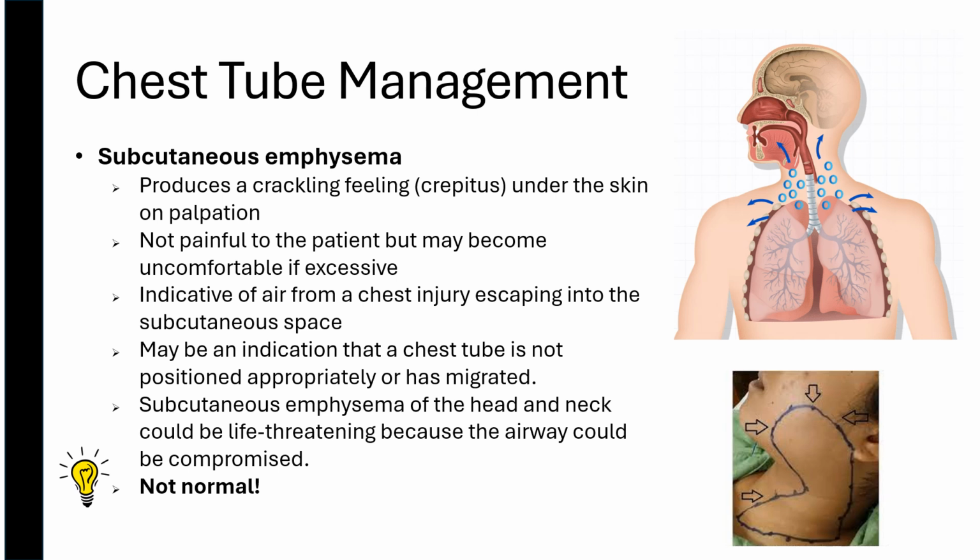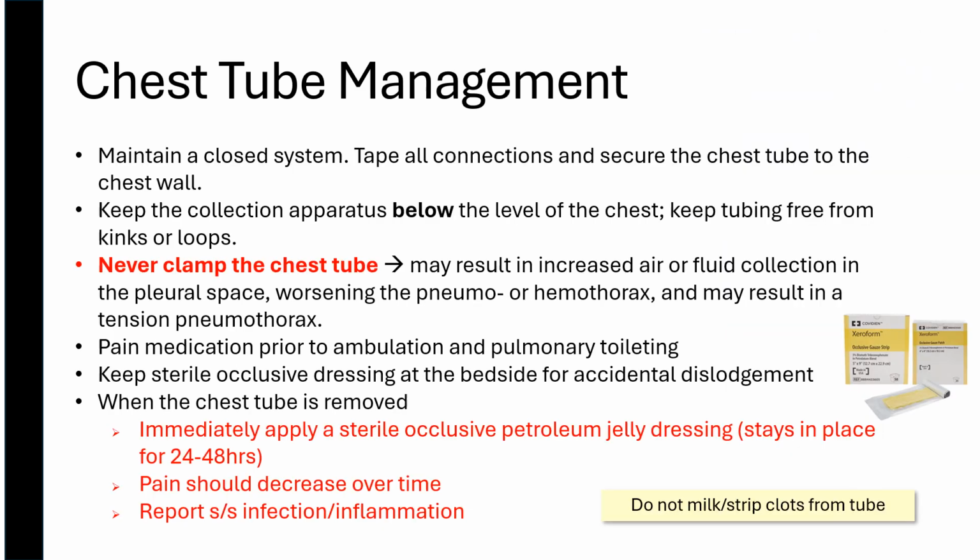This can happen when you have a rib fracture and it pierced through the skin, and you could have a chest tube in there, but maybe you have some air leaking out somewhere else. It can also mean that the chest tube is not positioned properly or has moved inside. If you have this subcutaneous emphysema on the head or neck, it can be life-threatening because that could mean your airway is compromised. It could be a leak in your trachea. So leaks are bad if it's in our airway, so that can be an indication. It's not normal. That's what you need to remember. That is not something that we expect to find.